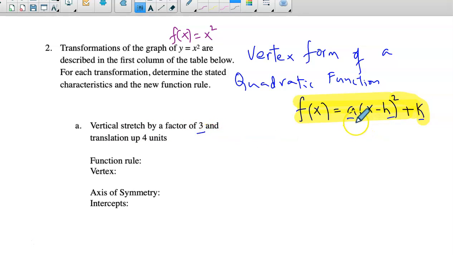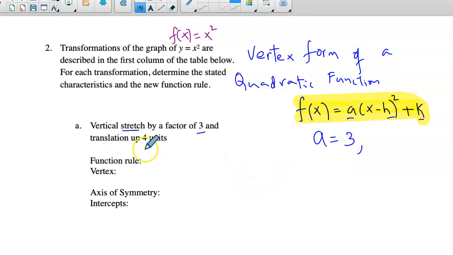So this a is the one that deals with the stretch or shrink, right? Because it is greater than 1, it is a stretch. Here the value of a is equal to 3. Sometimes if they say reflected over the x-axis, a negative sign also comes in under this a. a is equal to negative 3 in that case, where there is a reflection.